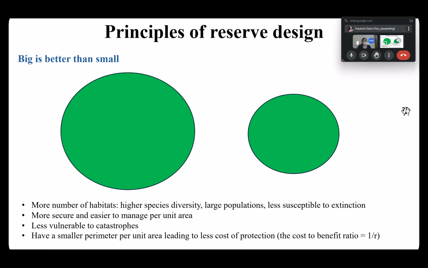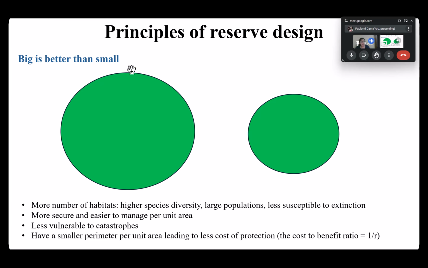So the first principle is a big reserve is better than a small reserve. And as you can see on the image, this is a bigger reserve, this is a smaller reserve. Let me read out the points on the slide and you try to see if that makes sense to you. A bigger reserve will have more number of habitats, and if it has a high number of habitats, it has high species diversity, large populations, and those are less susceptible to extinction. All are population related parameters that we have already discussed.